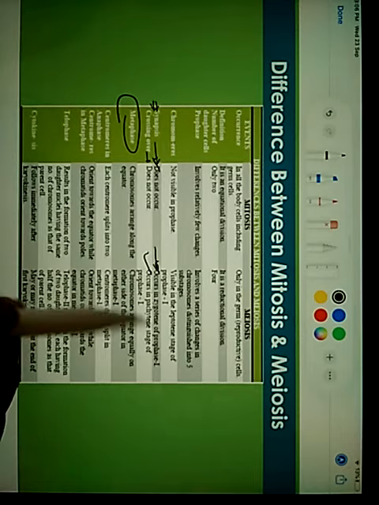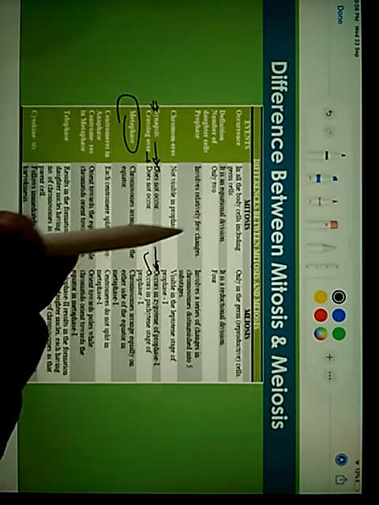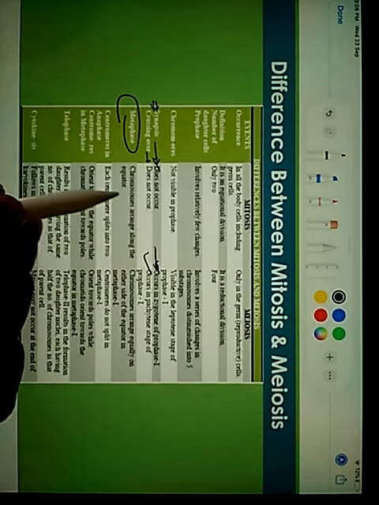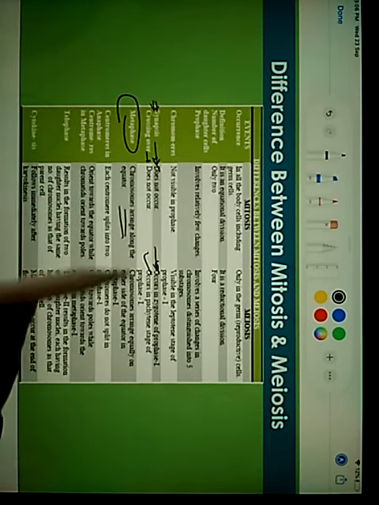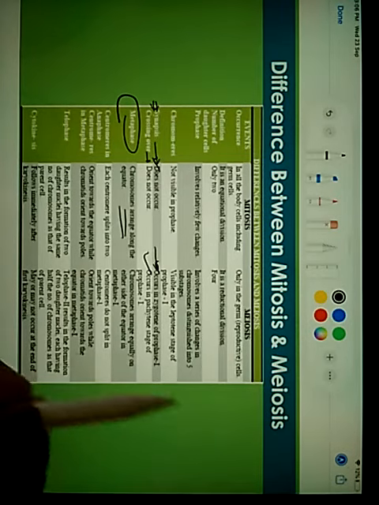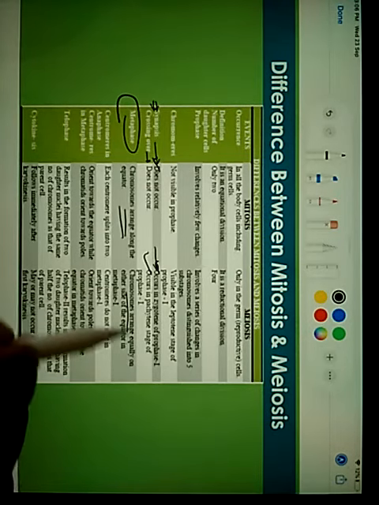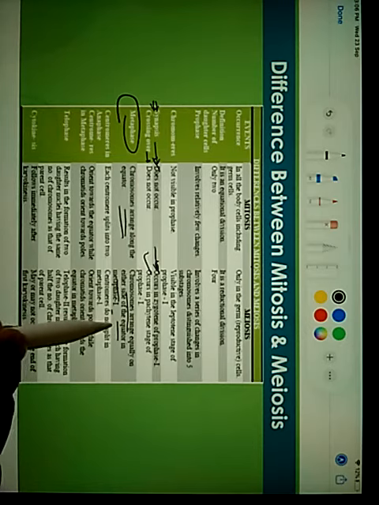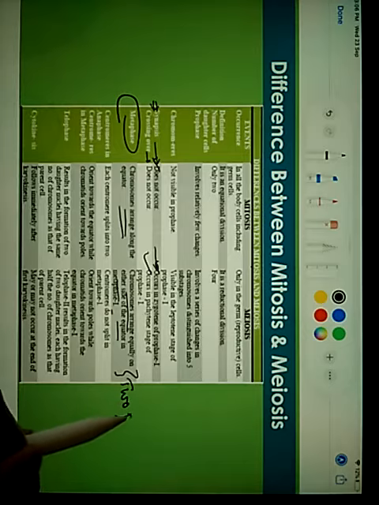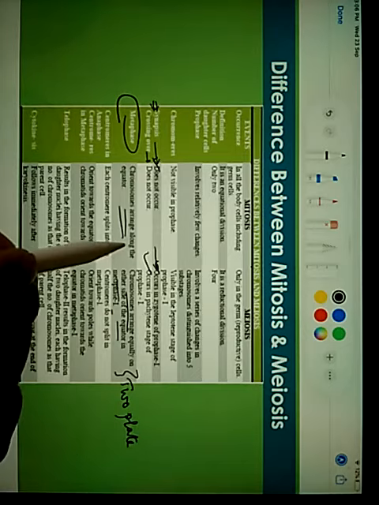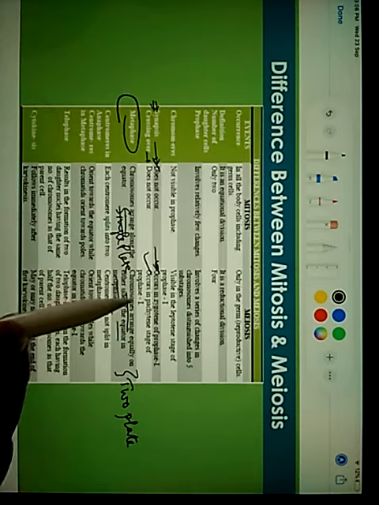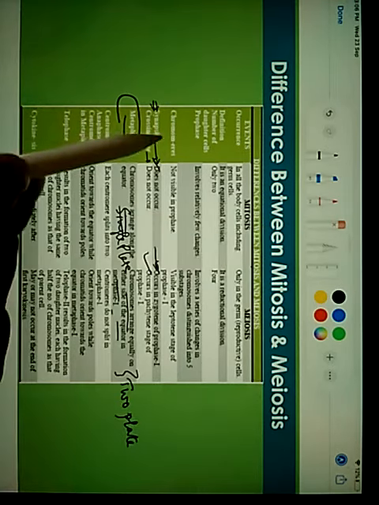Now metaphase. The difference between metaphase of mitosis and meiosis. During metaphase of mitosis, chromosomes arrange along the equator, in one plane, whereas in meiosis, chromosomes arrange equally on either side of the equator, that is in two plates, not a single plate. Ready? So that's the difference we have observed.